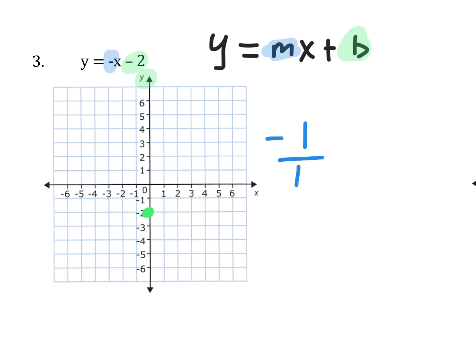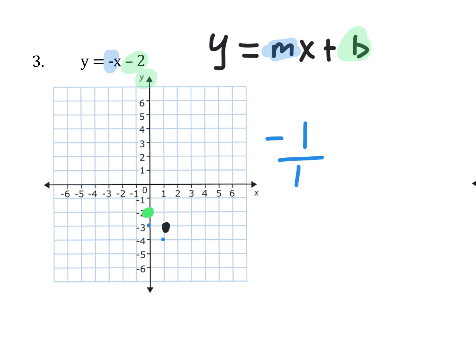So because it's a negative slope, to me it makes the most sense to go down 1 and then over 1. So the reason I went down and then to the right is because negative and then positive is going to make it going in that negative direction. So my next coordinate is going to be right there.